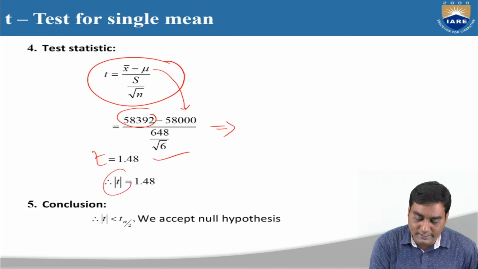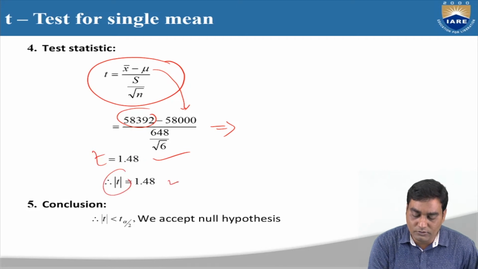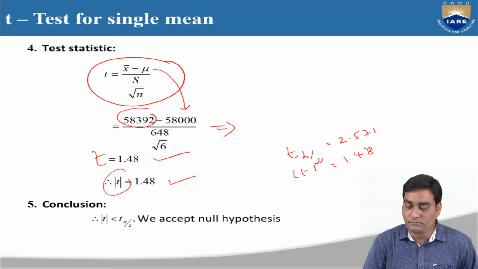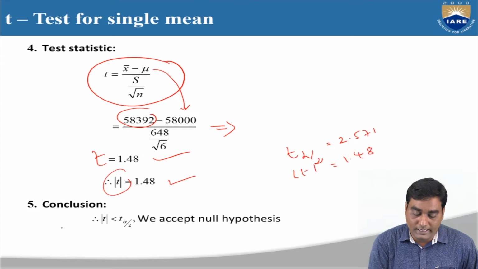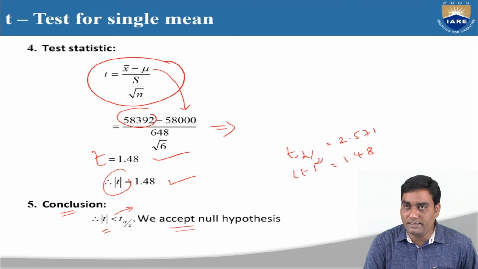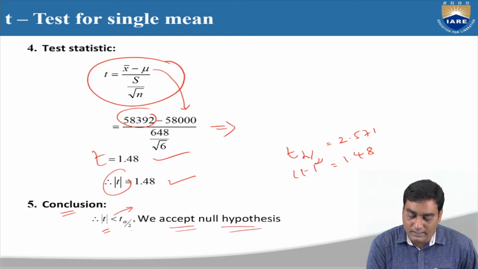And we should take mod t. If there is any negative value here, we are going to take positive. So in step 3 we got the t alpha by 2 value, that is 2.571, and here mod t we got 1.48. So therefore, in conclusion, which condition is satisfied? Mod t value is 1.48, which is less than 2.571. That means mod t less than t alpha by 2. If the less than condition is satisfied, we are going to accept the null hypothesis.